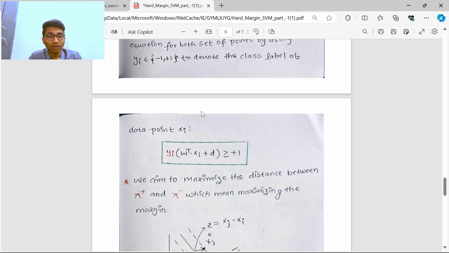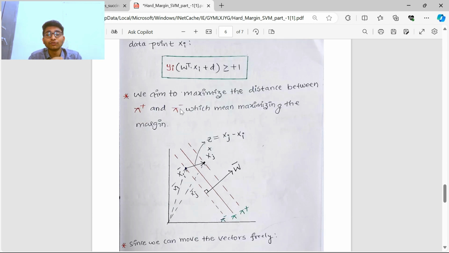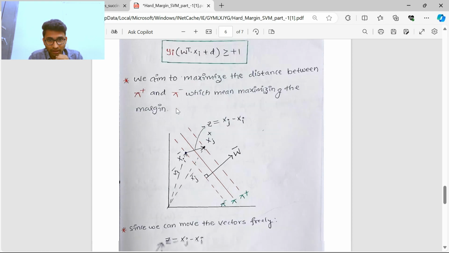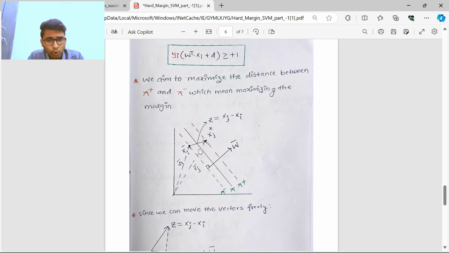Okay, now we formulated our condition. Now we aim to maximize the distance between the pi plus and pi minus, which means maximizing the margin. Now let's understand how to get that perpendicular distance. I'm taking a point on pi minus, which is xi minus, because it belongs to the negative class, and another point on pi plus, which is xj plus.